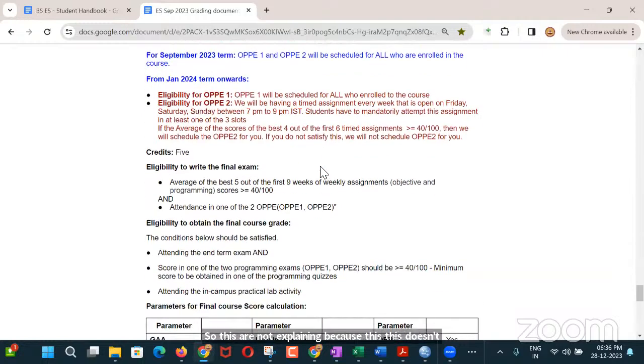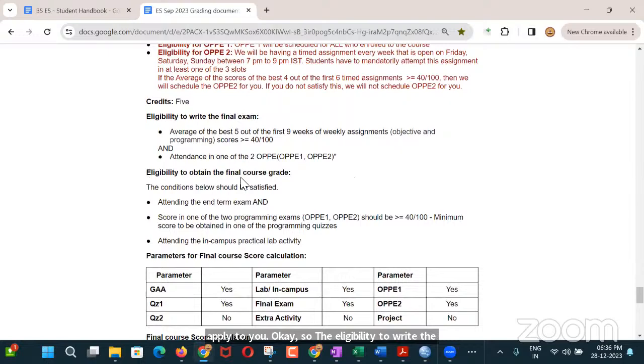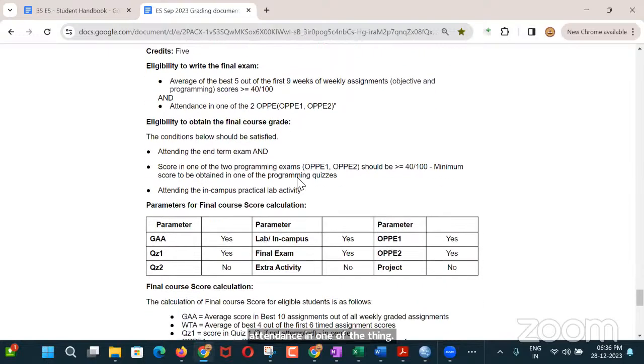Okay, so the eligibility to write the final exam is this: you have to score 5 out of 9 and attendance in one of the things. And eligibility to get the final course grade is this, all the three conditions.